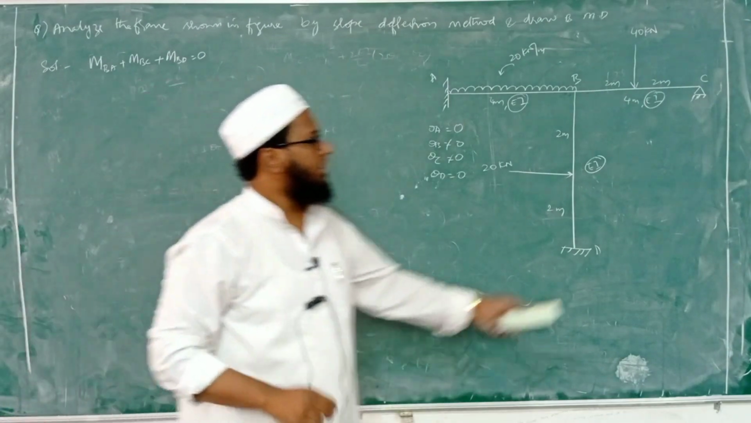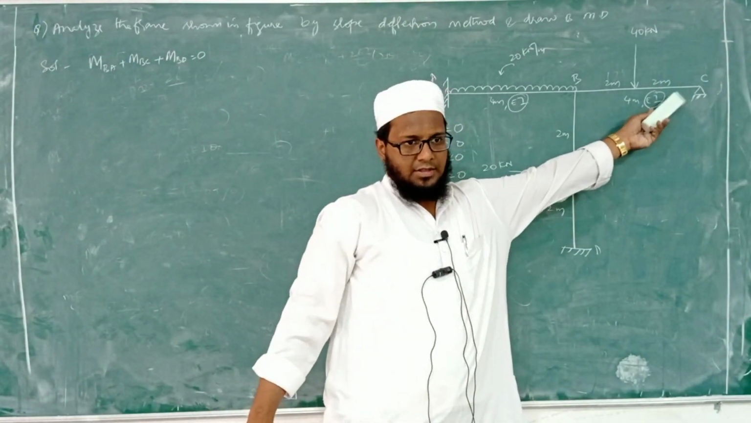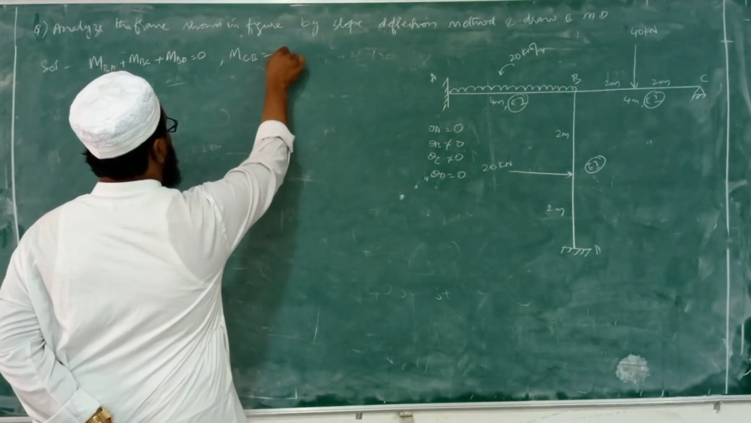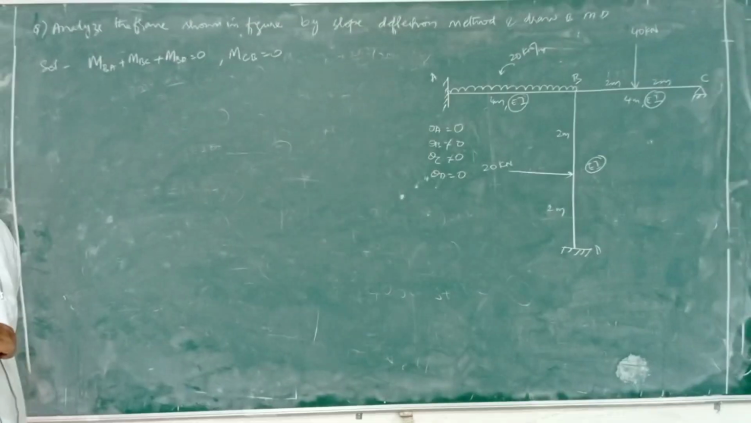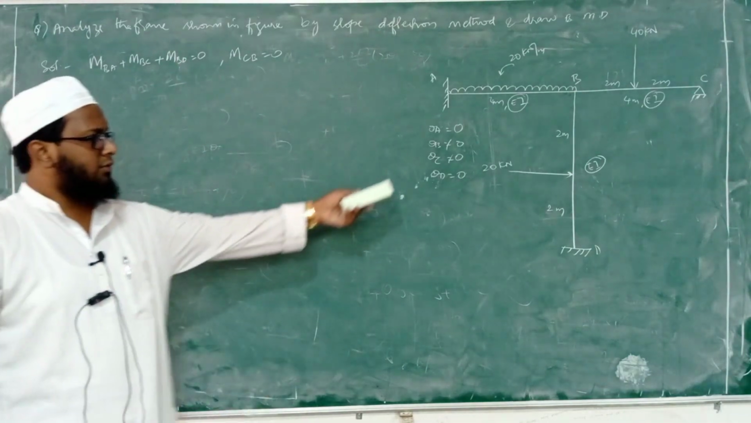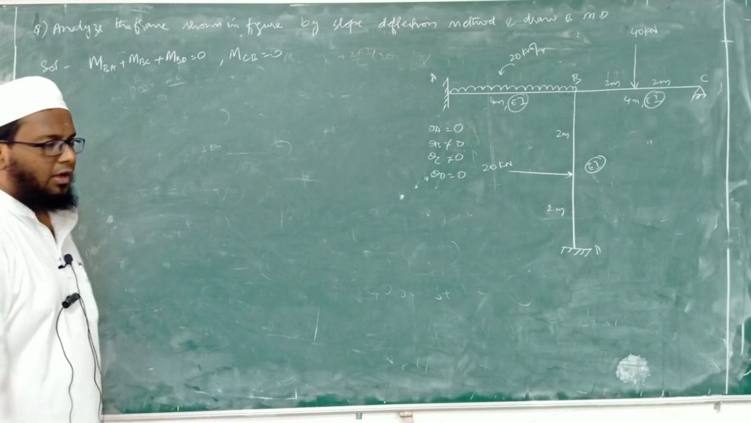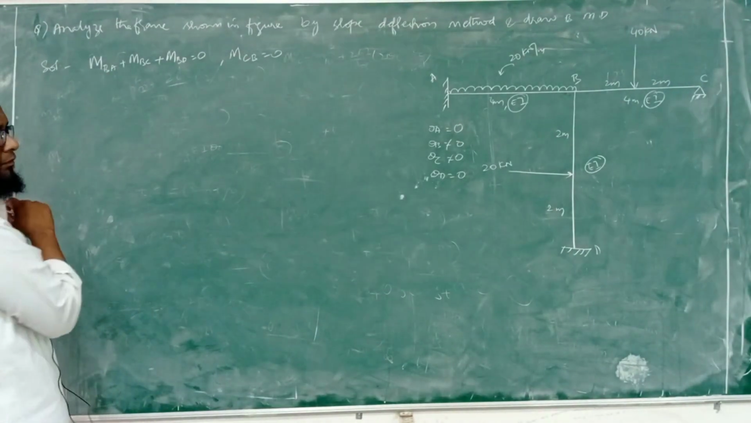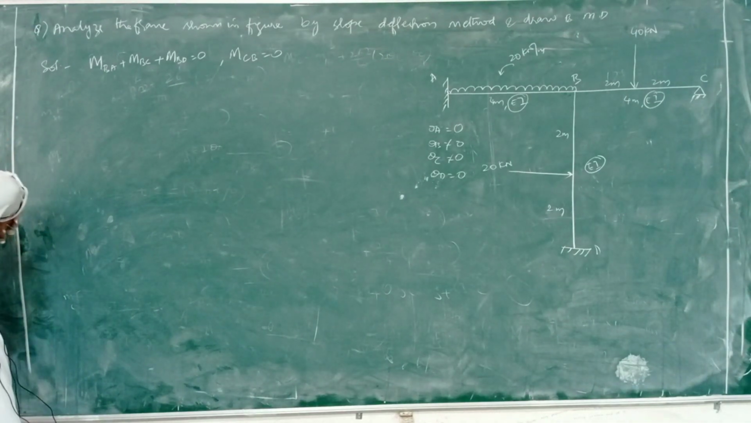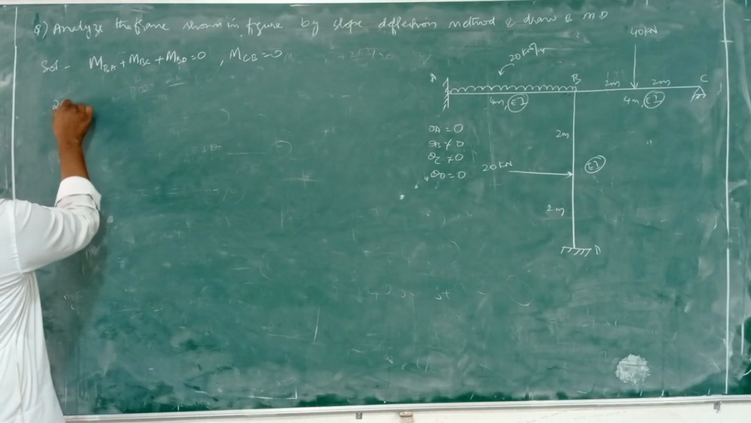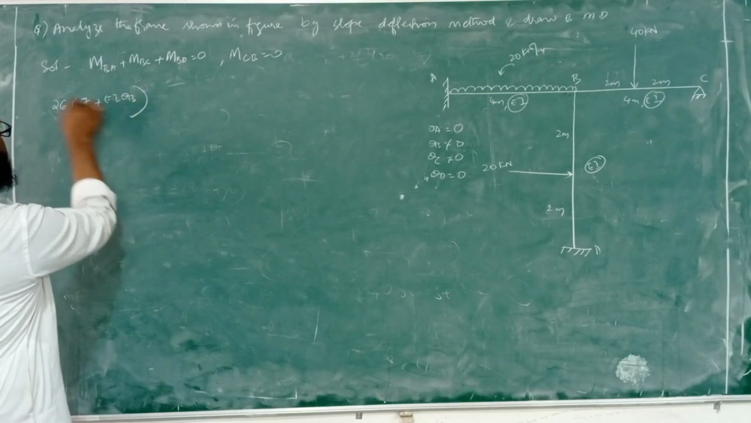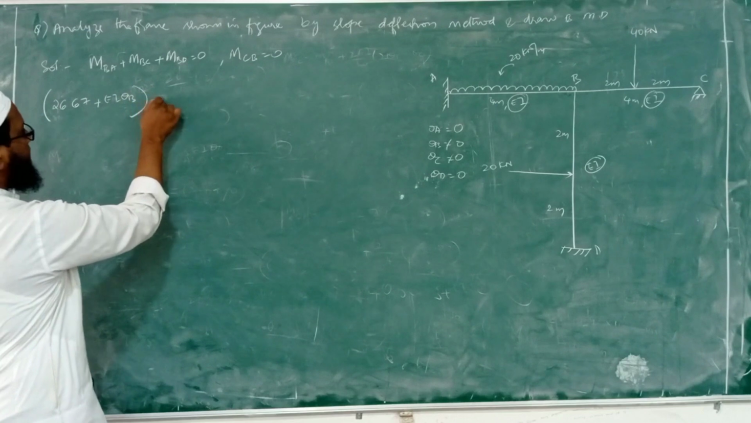Another one is, see here, at this point we do not have any moment. This is simply support. So what will happen there? MCB is equal to 0. Okay, able to follow? Yes. So now we have 2 equations, we have 2 unknowns. We can easily calculate our unknowns. So what is MBA? Equation number 2, I think. 26.67 plus EI theta B. This is MBA. We have plus here, plus.